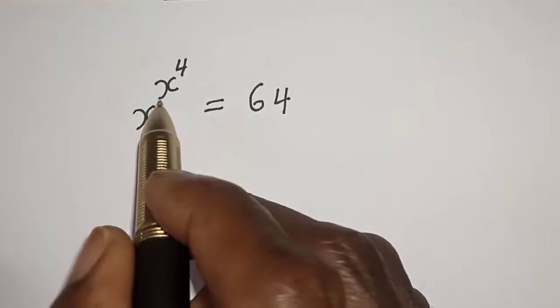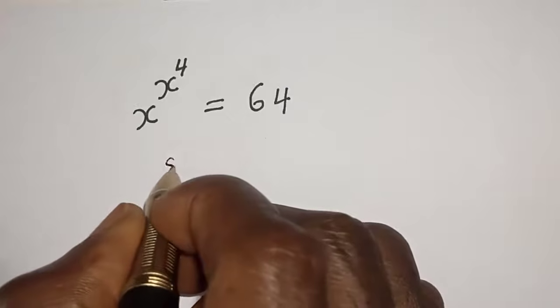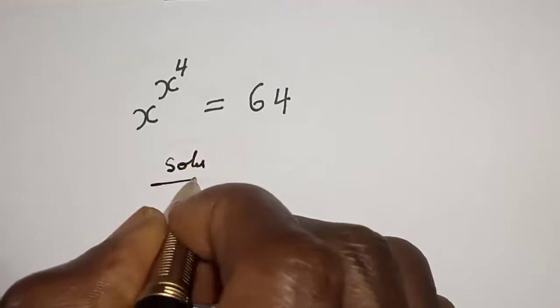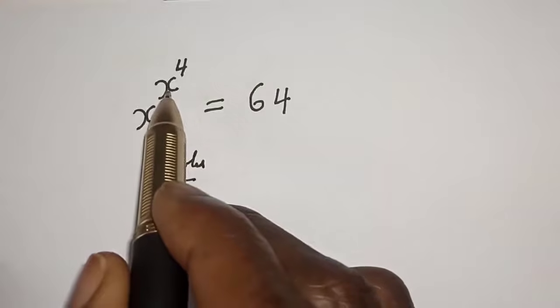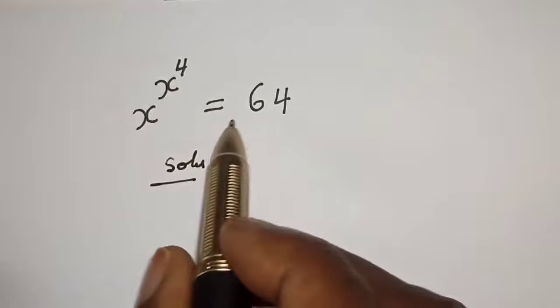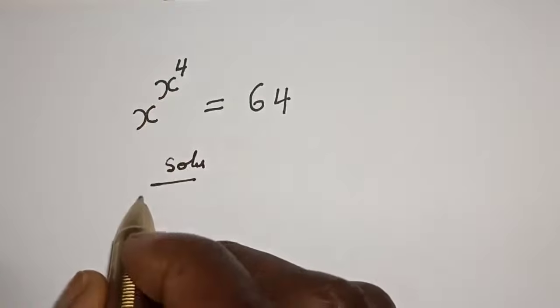How to solve s raised to power s raised to power 4 is equal to 64. Solution. We want to find the value of s from this equation. s raised to power s raised to power 4 is equal to 64. Let's multiply the exponent of both sides by 4.